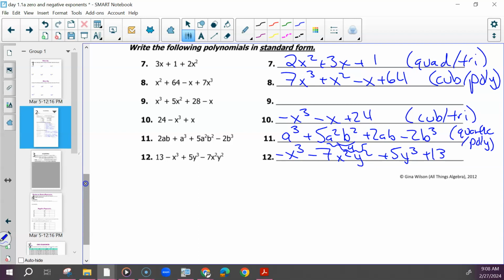So one of your Delta Math assignments that's due on Friday is just classifying polynomials, everything we just did. Questions on anything related? It would be the x cubed first. Alright, go on to the next page.